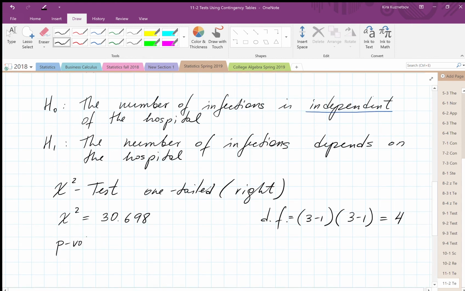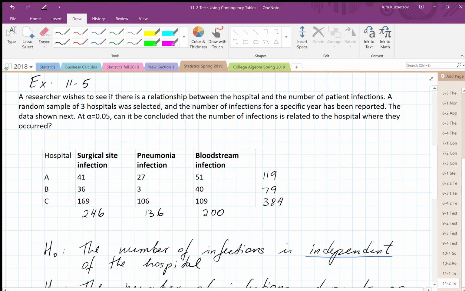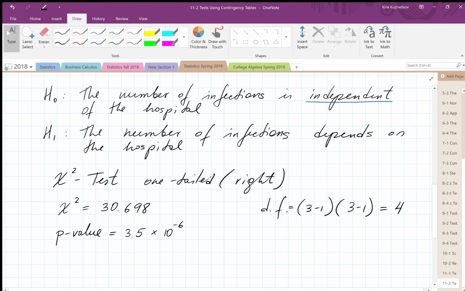So according to my chi-square CDF, the p-value came out to be 3.5 times 10 to the power of negative 6. So be careful to recognize those scientific notations. It does mean that this is a very, very small p-value. So alpha at 0.05 certainly is much larger than this p-value. So p-value is less than 0.05.